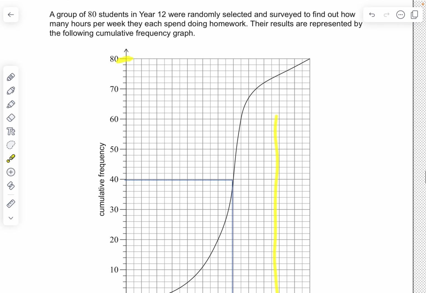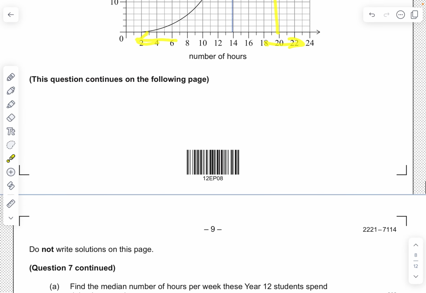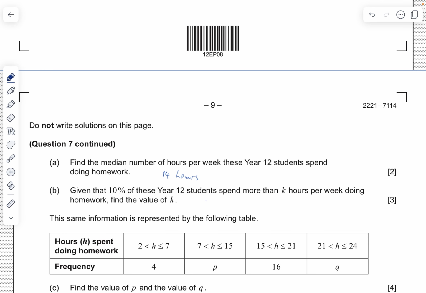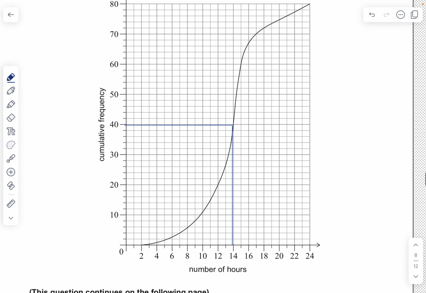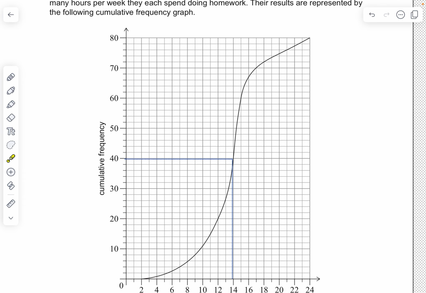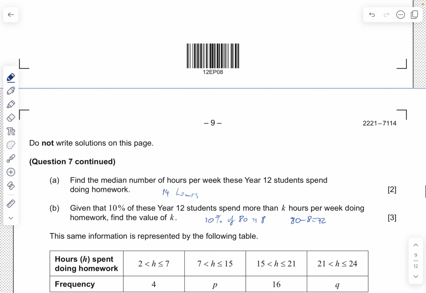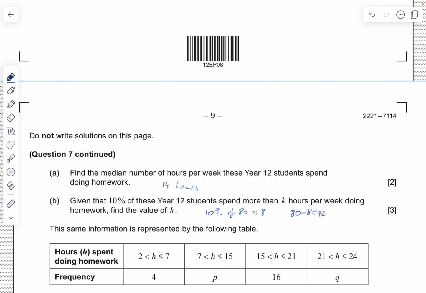And the 10% most over here, well, 10% of 80 is 8. I better write that down as a calculation. So 10% of 80 is 8. And because I want the top end, I need to do 80 subtract 8 equals 72. So I get my longest ones up here that are doing the most hours. Take my 8 off here, and I get to here at 72. It comes down to 18 hours. So they spend more than K hours, so K equals 18.